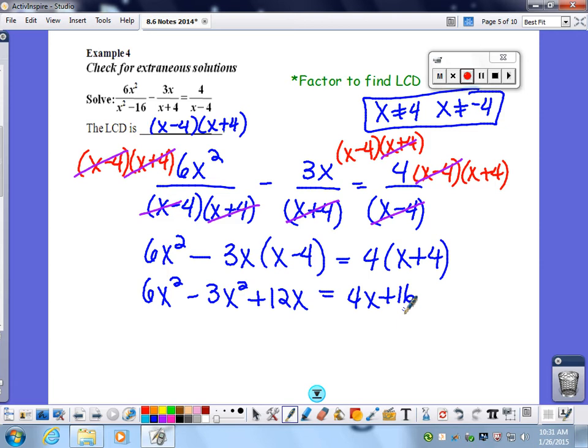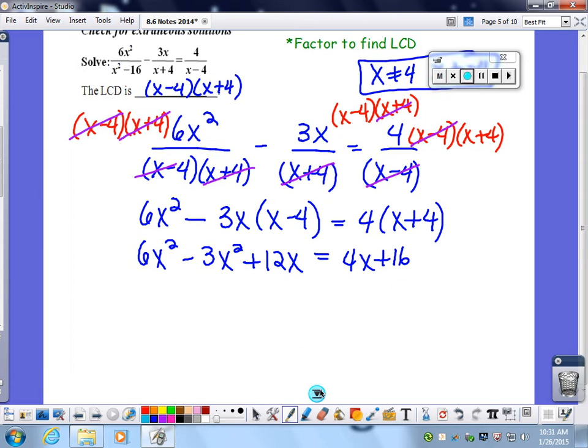All right, it's quadratic, so I need to get everything on one side. Combine like terms. So I get 3x squared. Subtract 4x, that's plus 8x. And subtract 16. All right, now I need to factor that expression.